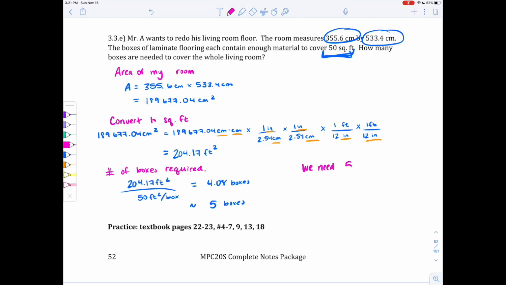We need 5 boxes to cover the whole living room. And by we, I mean Mr. A's construction team, which is now all of us for helping him with his measurements.